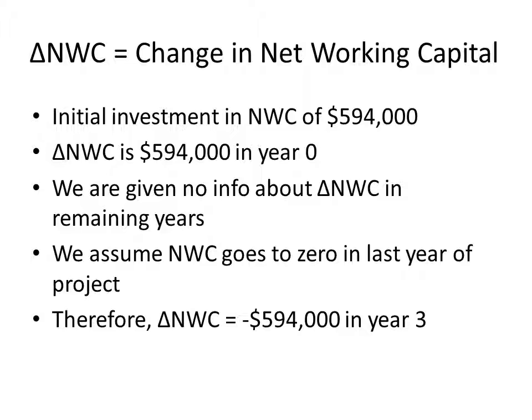Think about the things that go into net working capital. These would be inventory and accounts receivable and cash. And so what we assume is that we sell the inventory for an accounts receivable, we collect those remaining receivables, and then we just hand all that cash back to the mother ship, in other words, the corporation, once this project gets shut down. And so that means that NWC goes to 0 in the last year of the project, and so the change in net working capital, therefore, has to be minus $594,000 in year 3, because that's the only way that net working capital can get back to 0.